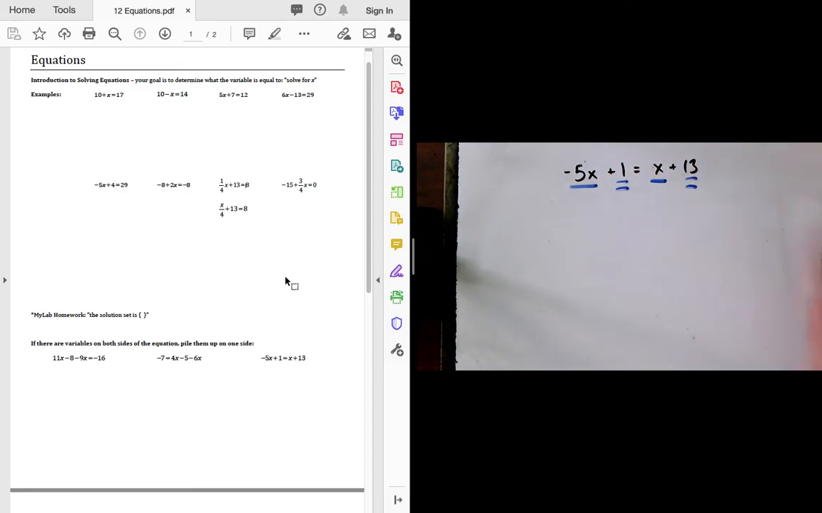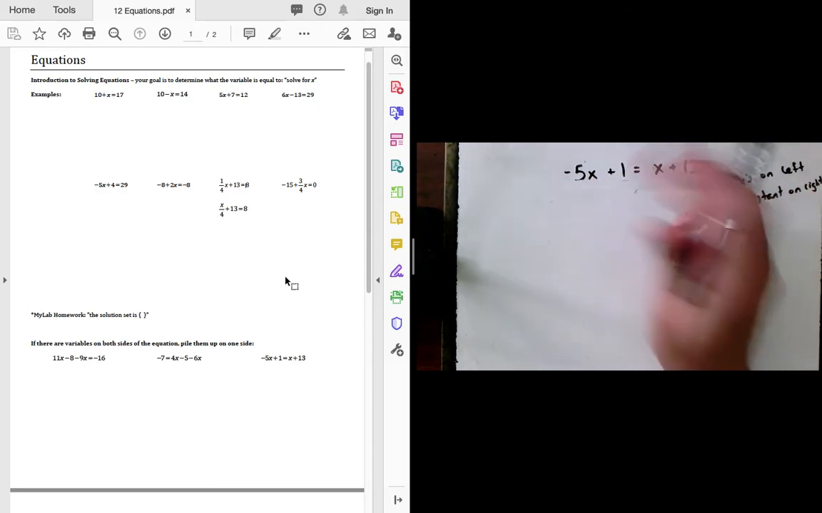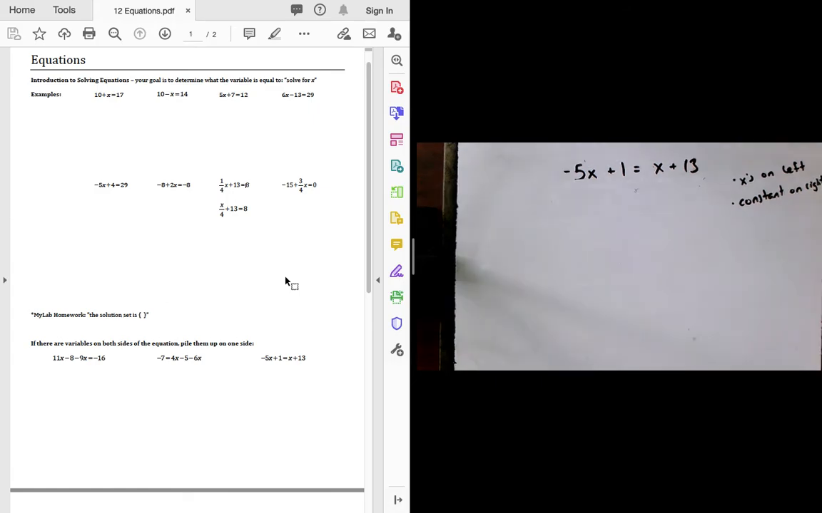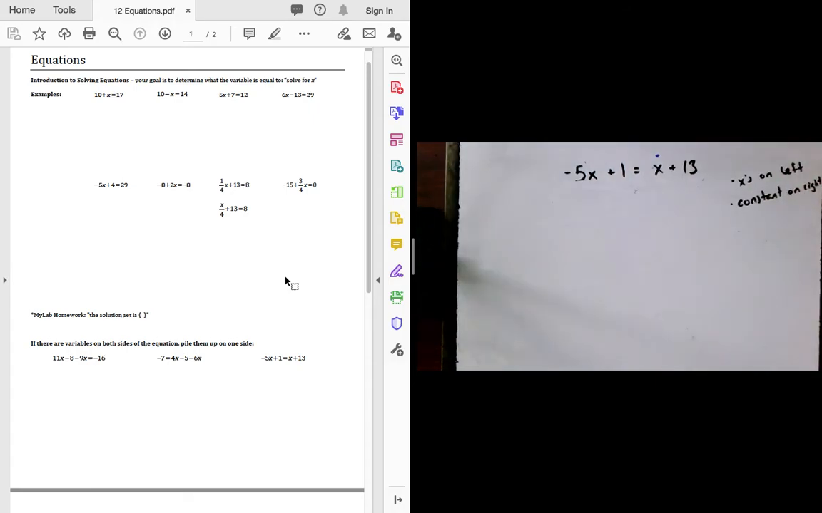For these kinds of problems, I have just my own preference, which is to get x's on the left, constants on the right. So terms that don't have x are all going to be grouped together on the right-hand side. Terms that do have x are going to be grouped together on the left. That means that this x right here has got to move. It's in the wrong spot. It needs to be on the left-hand side.